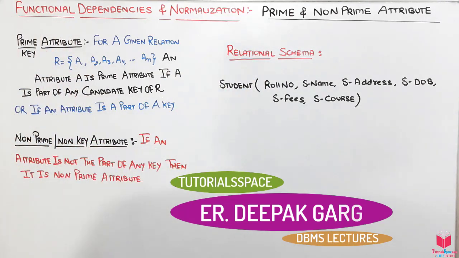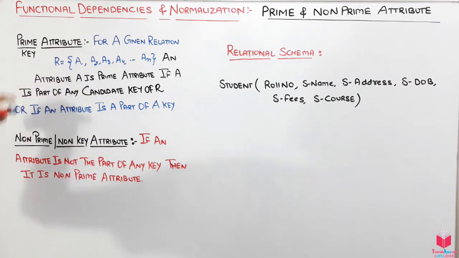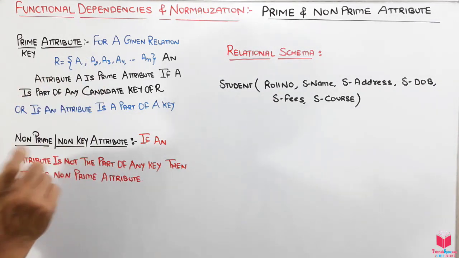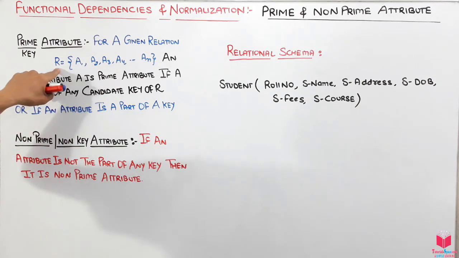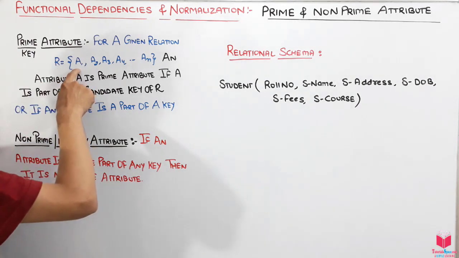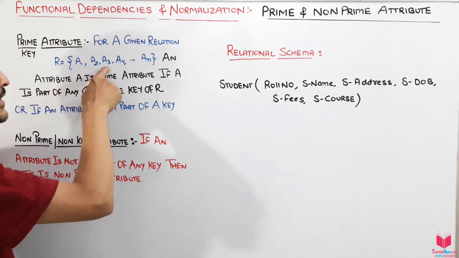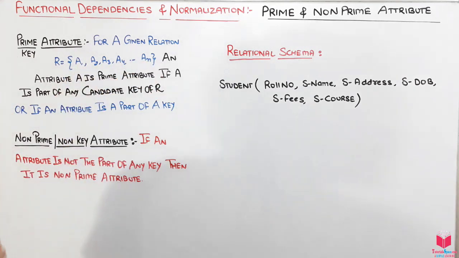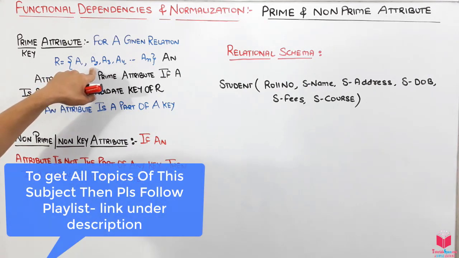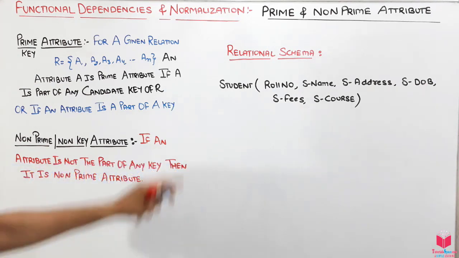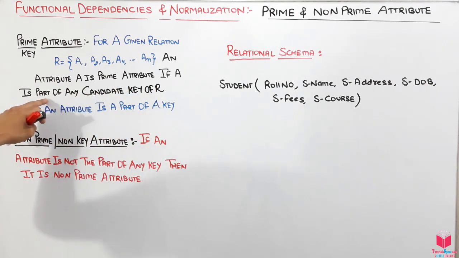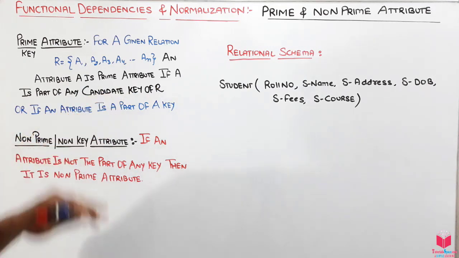The prime attribute or a key attribute, both are the same. For a given relation R, which is a table, which includes these sets A1, A2, A3, these are basically the attribute names. Then an attribute A that belongs to this set is a prime attribute or key attribute if A is part of any candidate key of R.